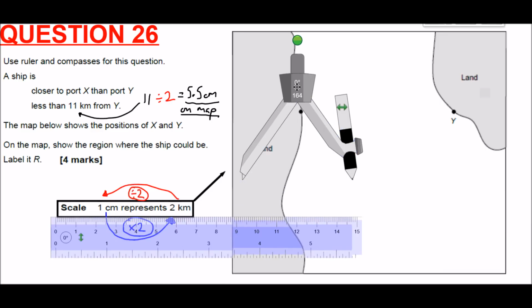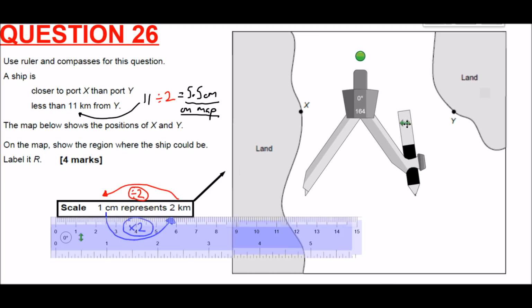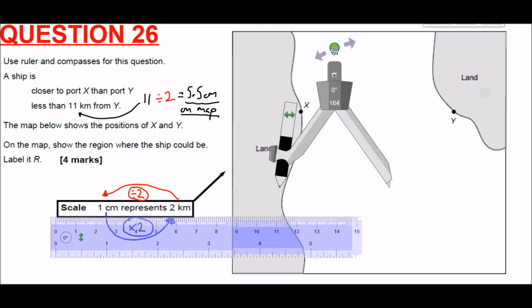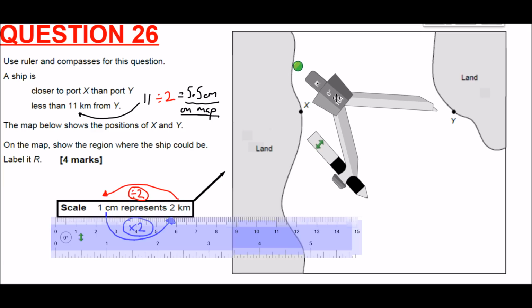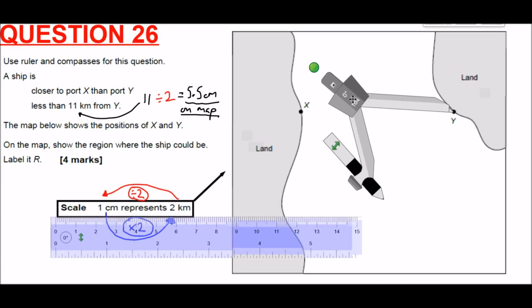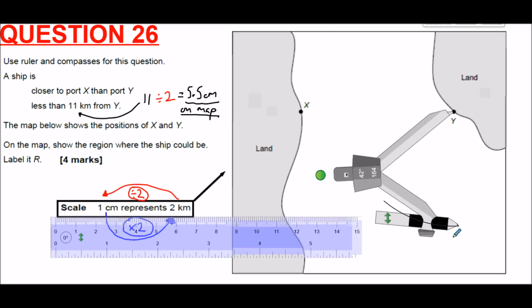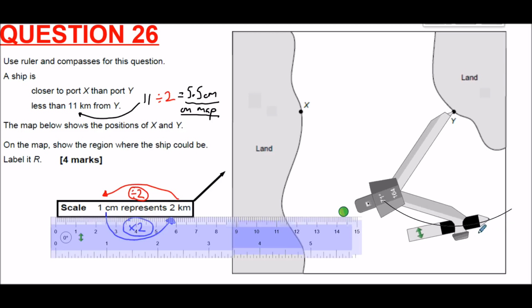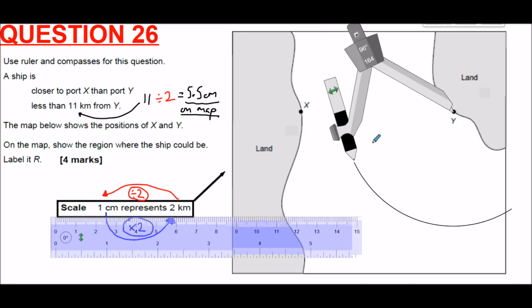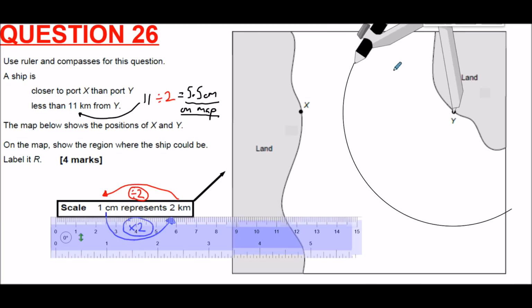So what this means is that from Y, the distance from Y is less than 11 kilometres. And so if we take a compass and put it on Y and do an arc of 5.5 centimetres, what it's saying is that the ship needs to be closer than this line to Y, so it needs to be within this circle.